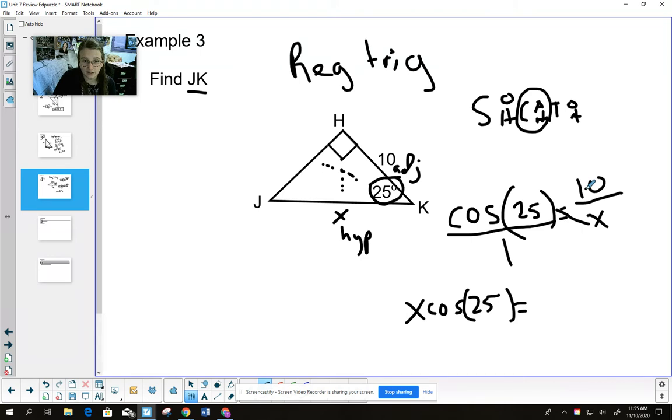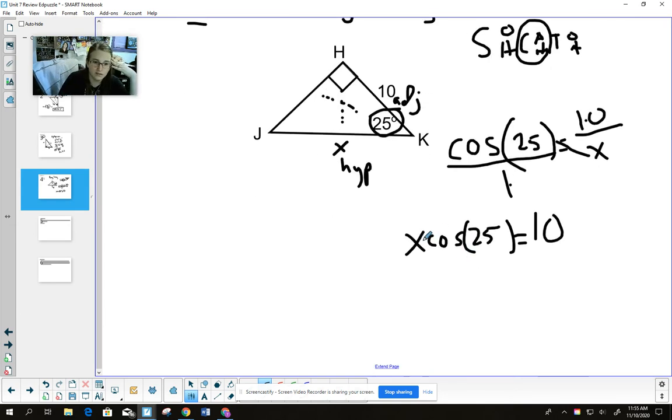We have 10 times 1 is 10. Notice that x isn't by itself. Guys, I can't go to the calculator yet. X isn't by itself. What I can do is get x by itself. Since this means x times cosine 25, to undo that multiplication, I need to divide by cosine 25.